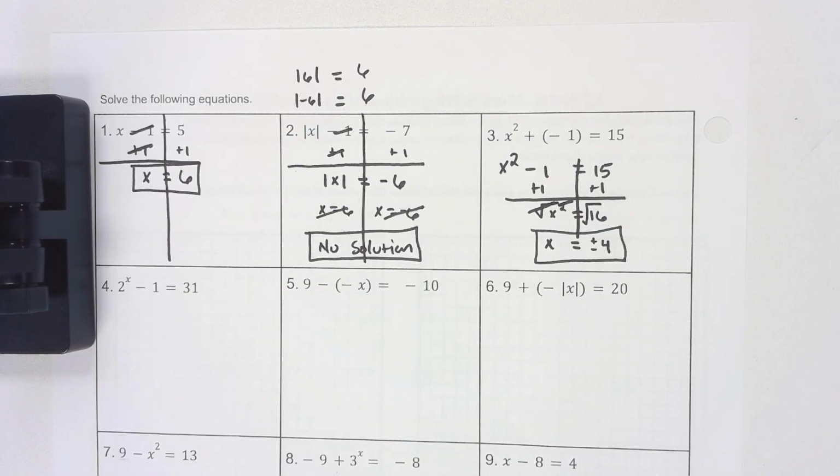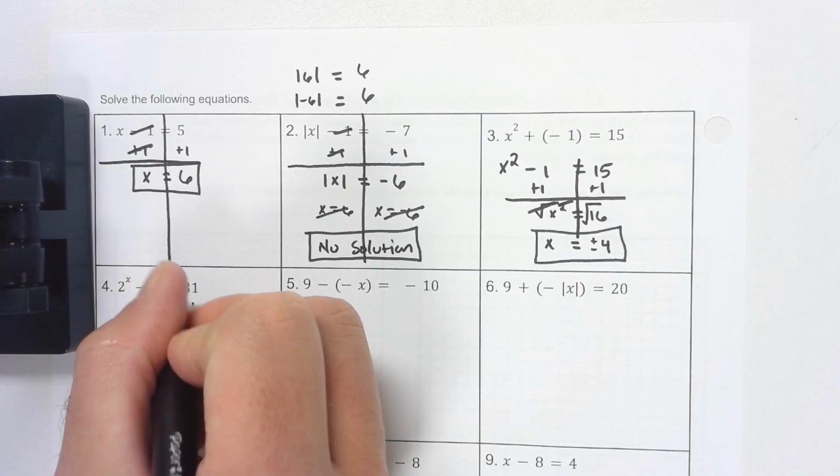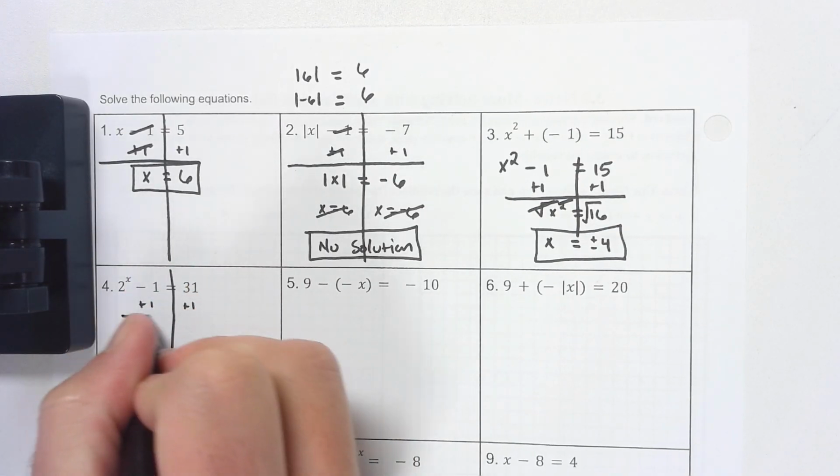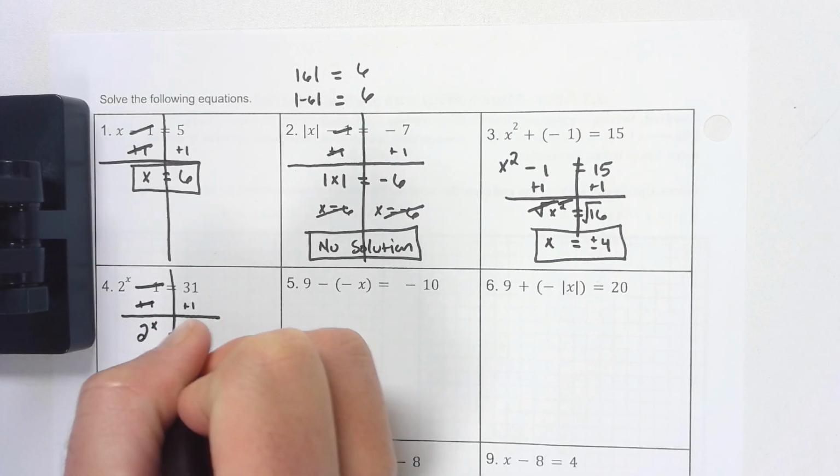Number 4. Reading this out loud is 2 to the power of x minus 1 equals 31. I need to add 1 to both sides to start. That way we work to get the exponential term by itself. So I get 2 to the power of x equals 32.